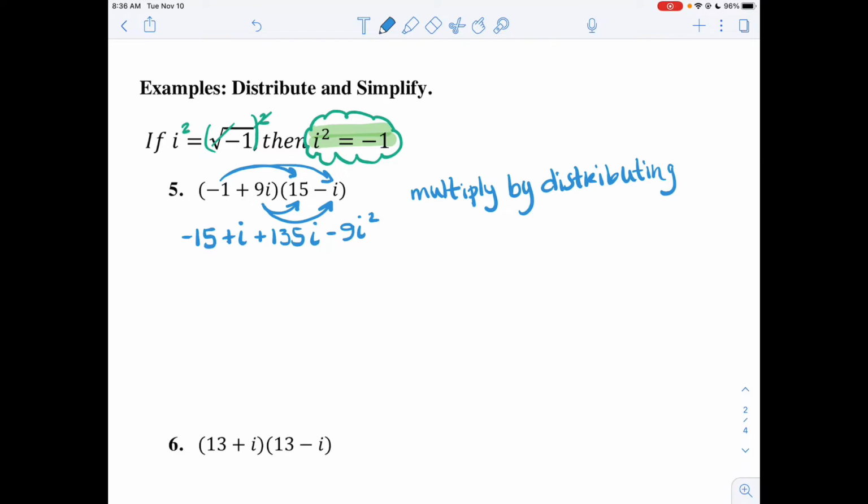The first thing that I see that I can do is I have a couple of like terms that I can combine together. I can combine the i and the 135i, and that will simplify my expression a little bit and leave me with -15 plus 136i, 1 plus 135, and then -9 times i squared. Now, this does not look like standard form of a complex number because a standard form of a complex number doesn't have an i squared.